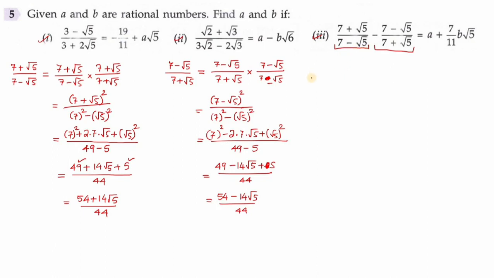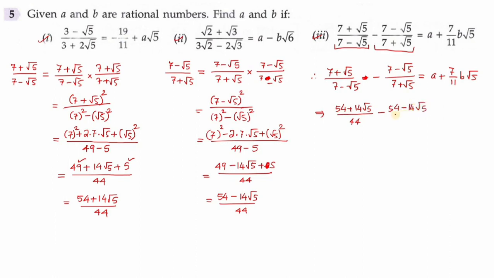Okay, so now we will go back to this. First we will write the question. 7 plus root 5 by 7 minus root 5 minus 7 minus root 5 whole divided by 7 plus root 5 is equal to, we are given, a plus 7 by 11 b root 5. So now let's put the values. What is the value of the first term? It is 54 plus 14 root 5 by 44, minus the second term, 54 minus 14 root 5 by 44, is equal to a plus 7 by 11 b root 5.